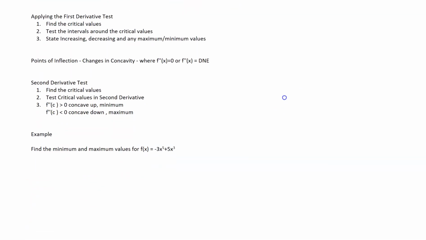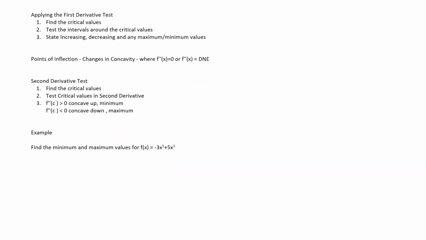So how do you even apply that? To apply the first derivative test, you have to find the critical values. And so you have to find where f prime of x is either equal to 0 or does not exist, undefined, etc. Then you're going to test your intervals around those critical values.